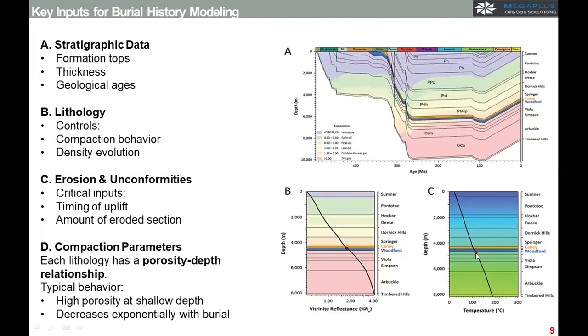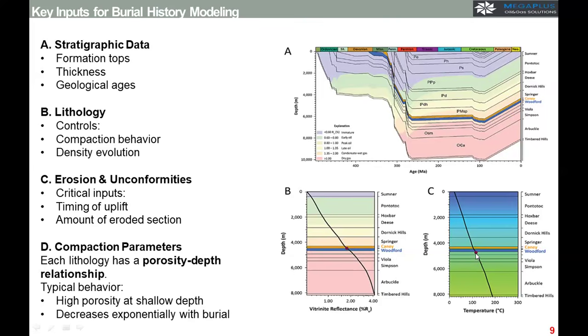Vitrinite reflectance can be measured from logs, but it's not accurate. It's just a relation of the sonic log and density log. I don't prefer to use it unless you don't have any data. If you have far wells from other fields, you can depend on it, if it's the same structure or the same orientation as your field. But if you don't have that, don't depend on this tool as it is. Just use the model and temperature data.